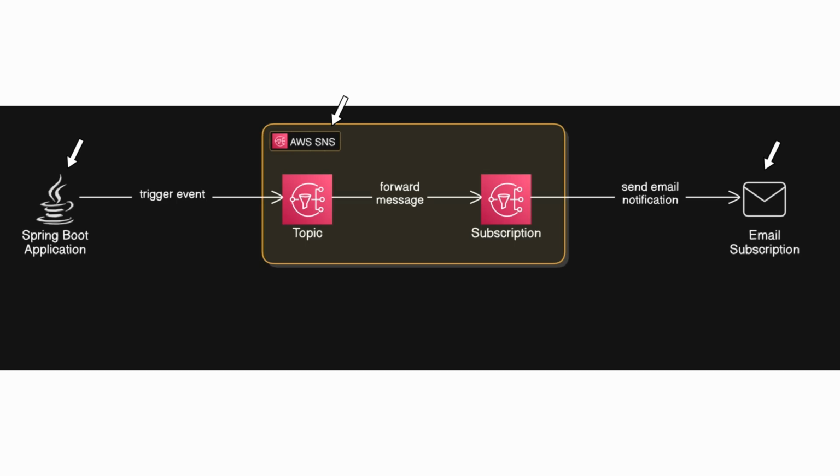In this diagram, you can see the Spring Boot application, AWS SNS, and the email subscriber. The Spring Boot application will act as a publisher, which will send an event or notification to the AWS SNS topic, and the email subscriber will receive an email notification from the AWS SNS topic.